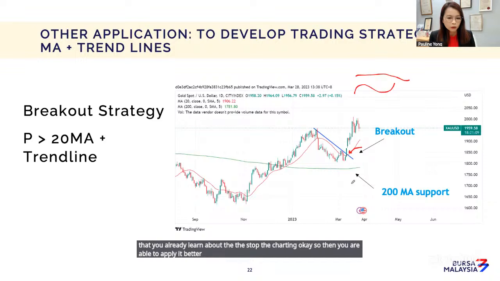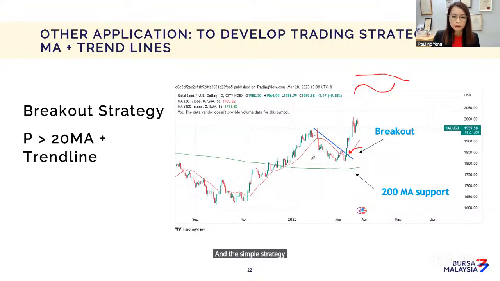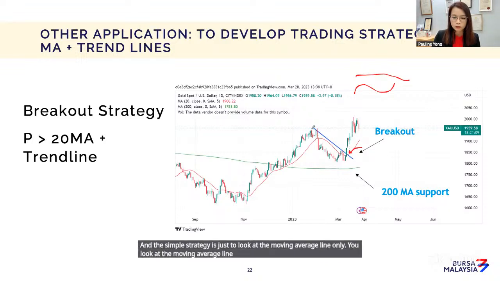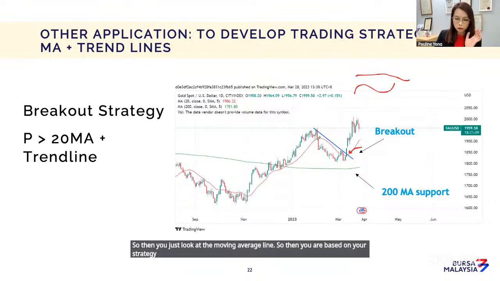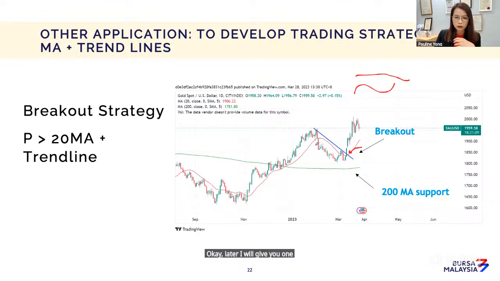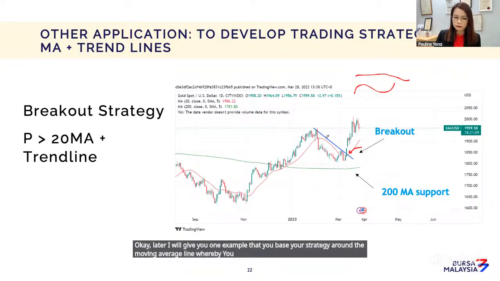For those with zero background, you will have to focus on the simple strategy, which is just to look at the moving average line only. You don't care about the trend line so much because you don't know how to draw it. So you just look at the moving average line and base your strategy around it. Later I will give you one example where you base your strategy around the moving average line, whereby you need no trend line.